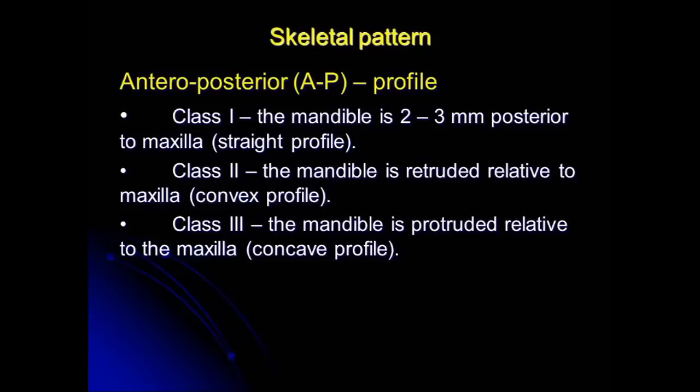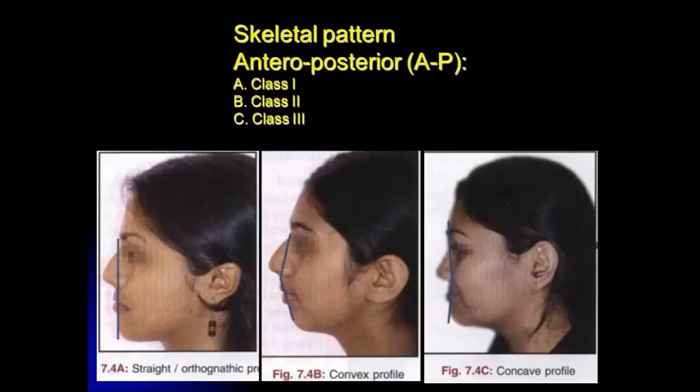Class 1. Mandible is 2-3 mm posterior to maxilla. Straight profile. Class 2. Mandible retruded and/or maxilla prominent. Convex profile. And class 3. Maxilla retruded and mandible prominent. Concave profile.